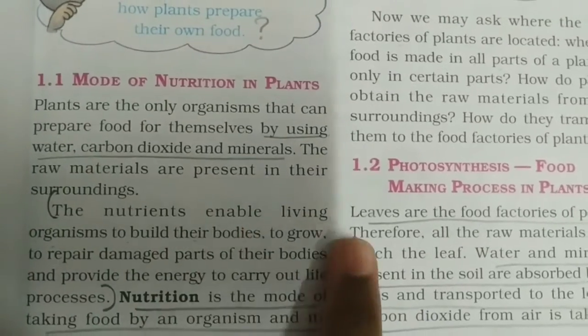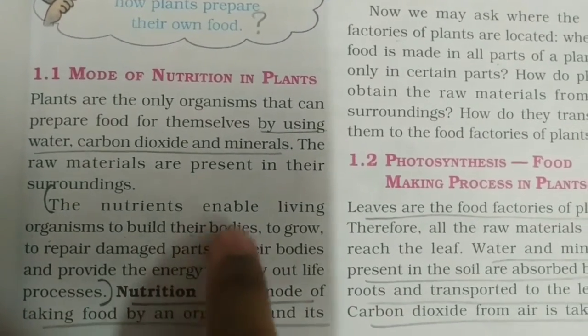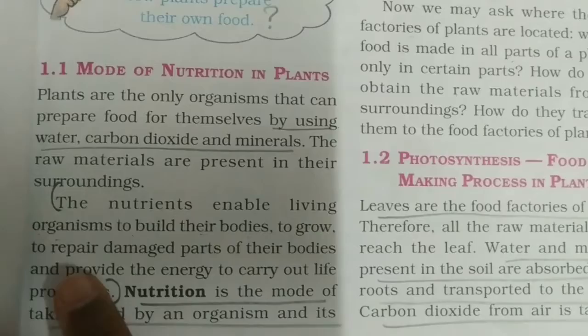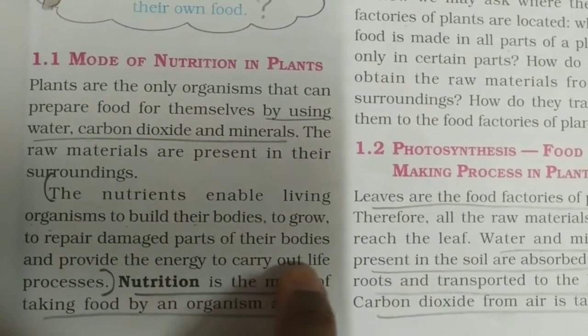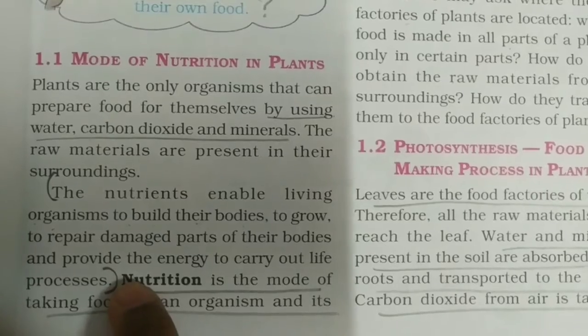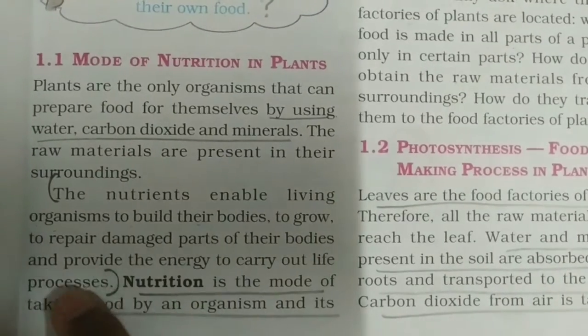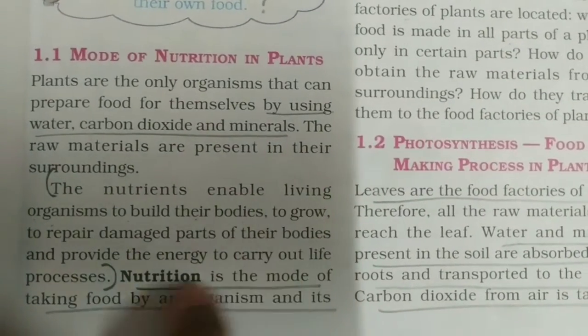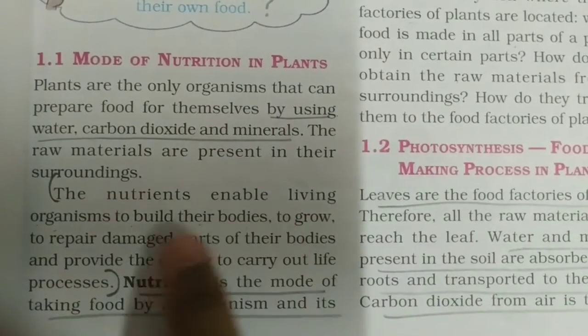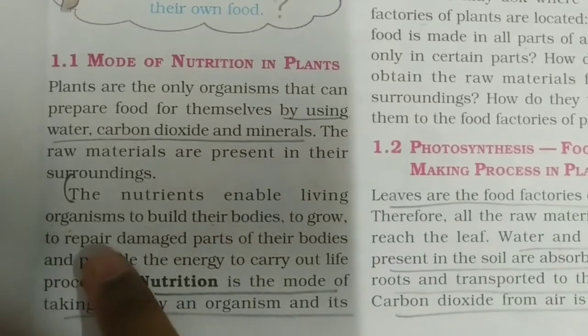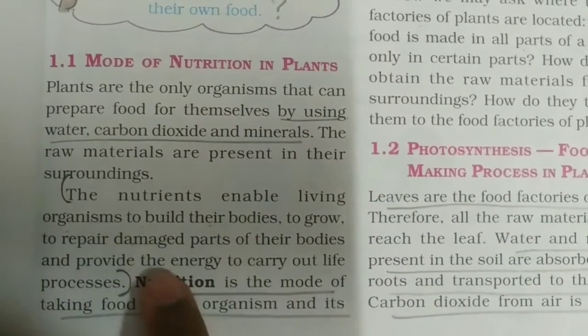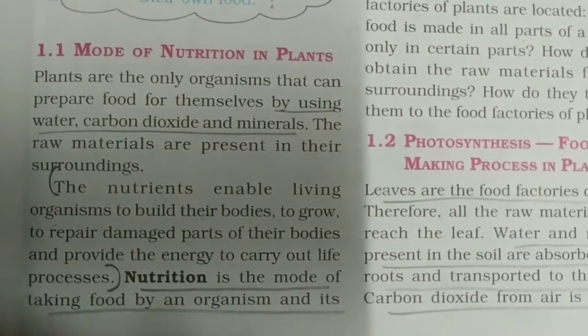So the nutrients enable living organisms to build their bodies, to grow, to repair damaged parts of their bodies, and provide the energy to carry out life processes. So nutrients enable all of these things for living organisms. They enable living organisms to build their bodies, to grow, to repair damaged parts of their bodies, and to provide the energy to carry out the life process.